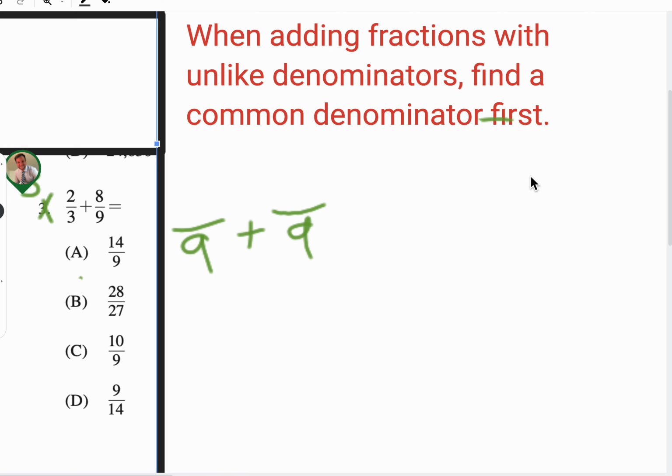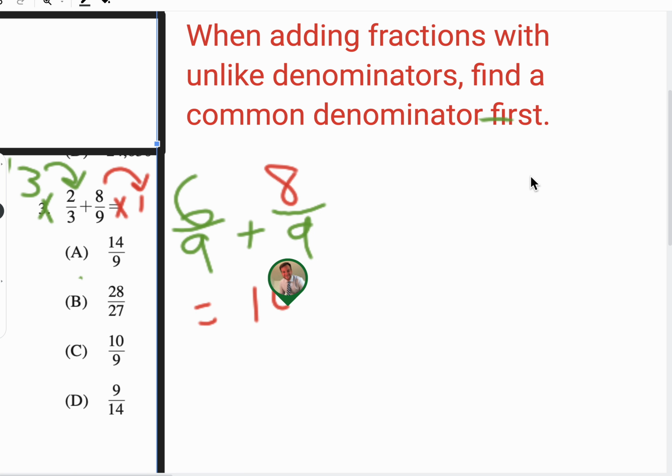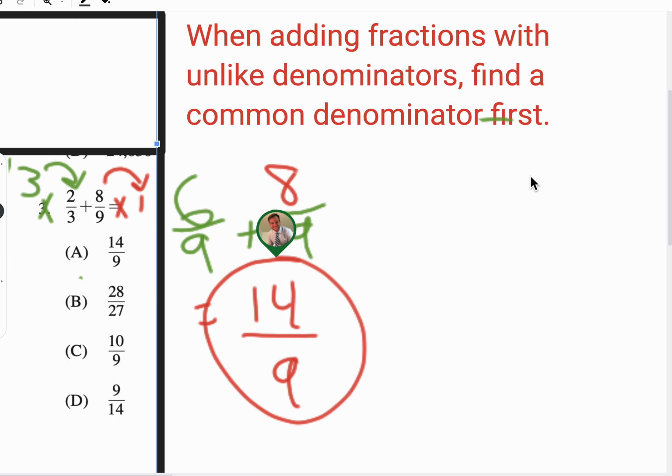Three times 2 is 6. And now 9 times 1 is 9. And 8 times 1 is 8. 8 plus 6 is 14. We'll keep the same denominators. Here we will arrive also at 14/9 as our answer.